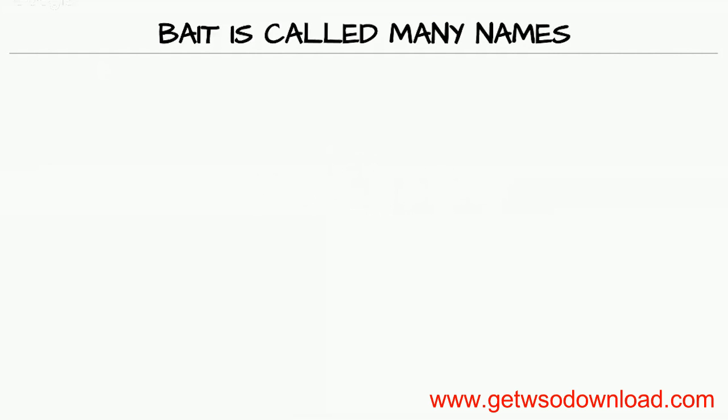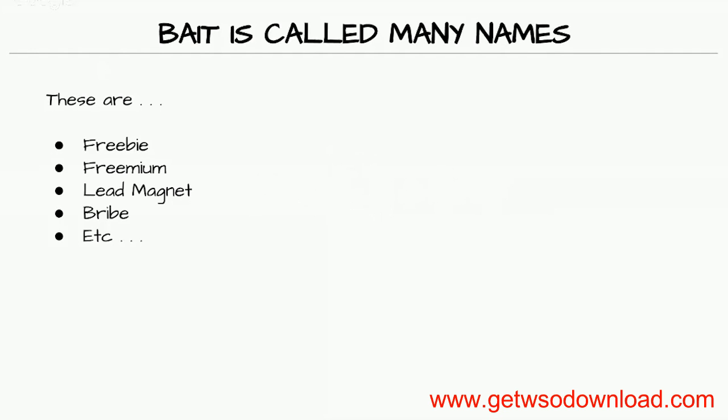Bait is called many names. I don't want to get anybody confused, so I want to go over what those names are so you understand. You might hear them referred to differently throughout the internet, and I just want to make sure that you guys know that they're all the same thing. So these are freebie, freemium, lead magnet, bribe, etc. It's all the same thing.